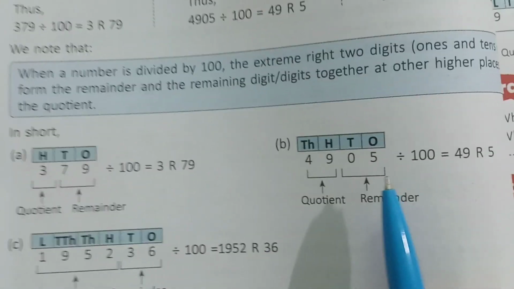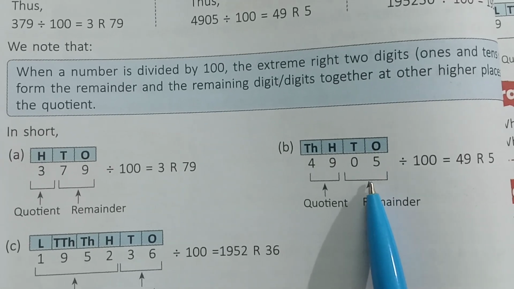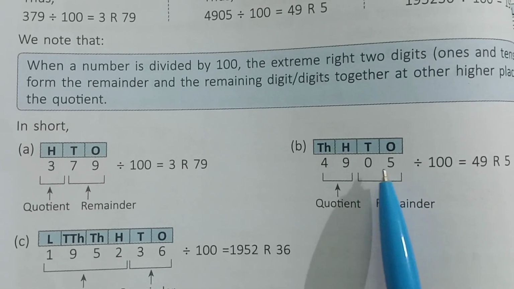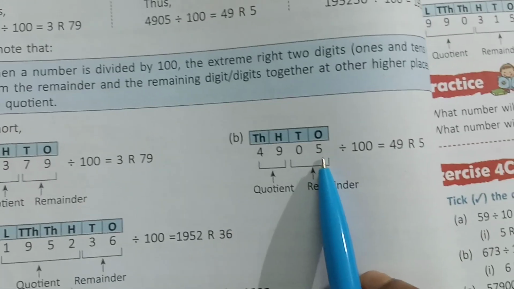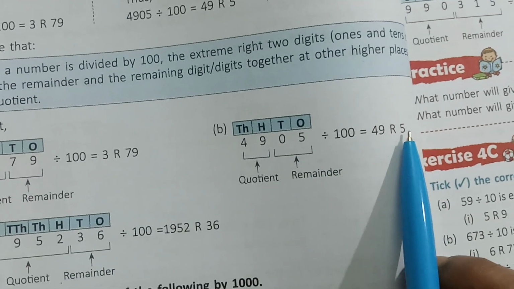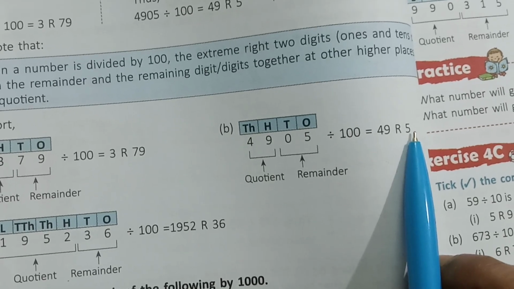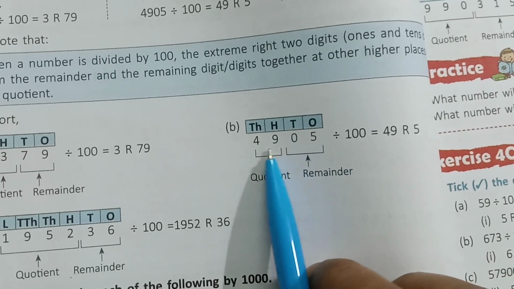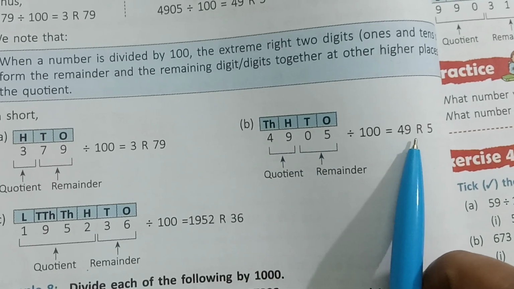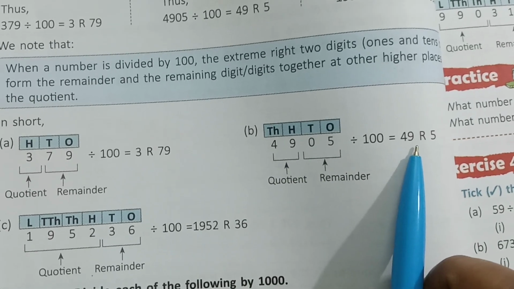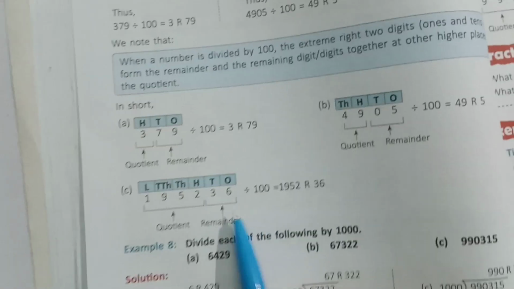Moving to next, suppose we are dividing 4905 by 100. Again the number formed by the ones and the tens digit together, that is 5. So R is 5, 05 means 5. And now the digits at the higher places, that is 49, is your quotient. Clear? Okay.